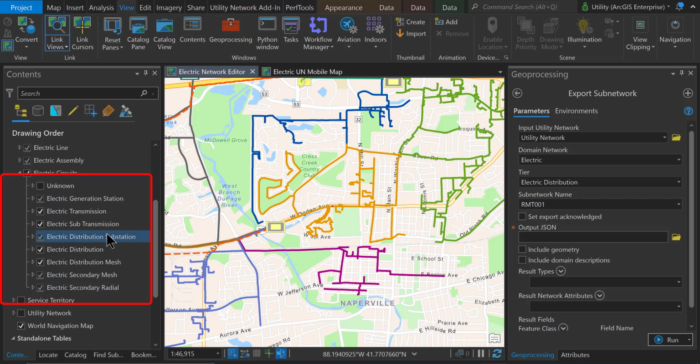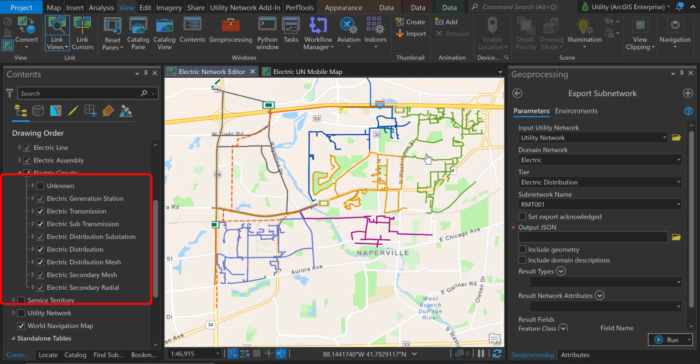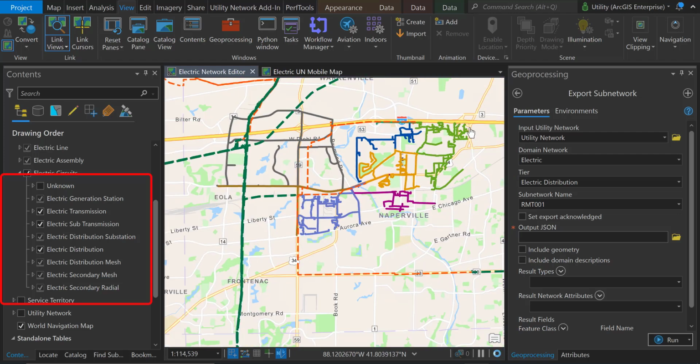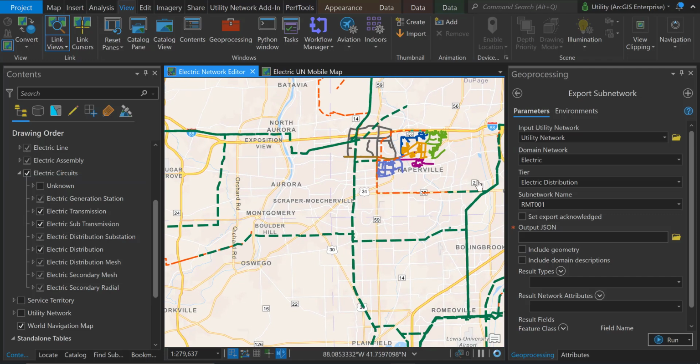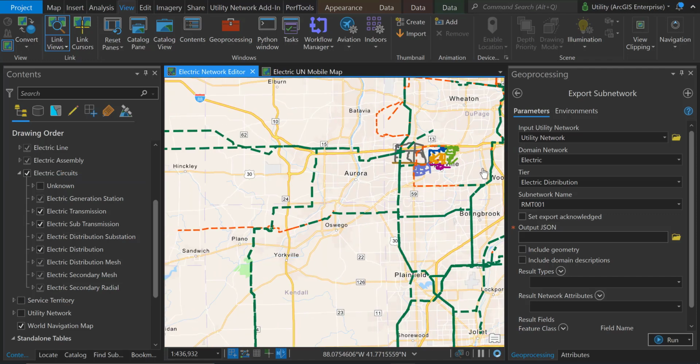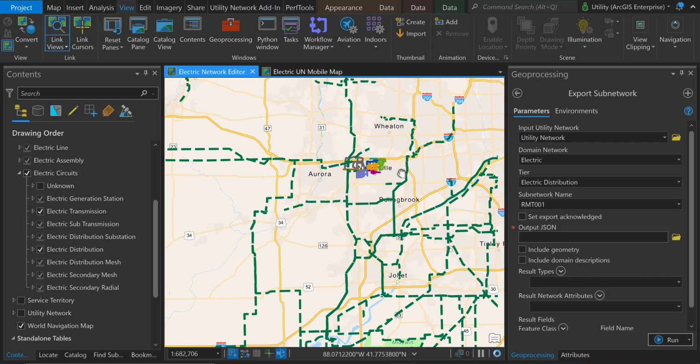So in this electric domain network, we have multiple tiers classified based on the voltage the assets are dealing with. Distribution tier, distribution mesh, subtransmission, transmission, or generation stations. The brightly colored lines on the map represent the distribution tier, and the darker green lines represent the subtransmission tier. And as I zoom out, we can start to see the transmission tiers that are maintained by my organization.